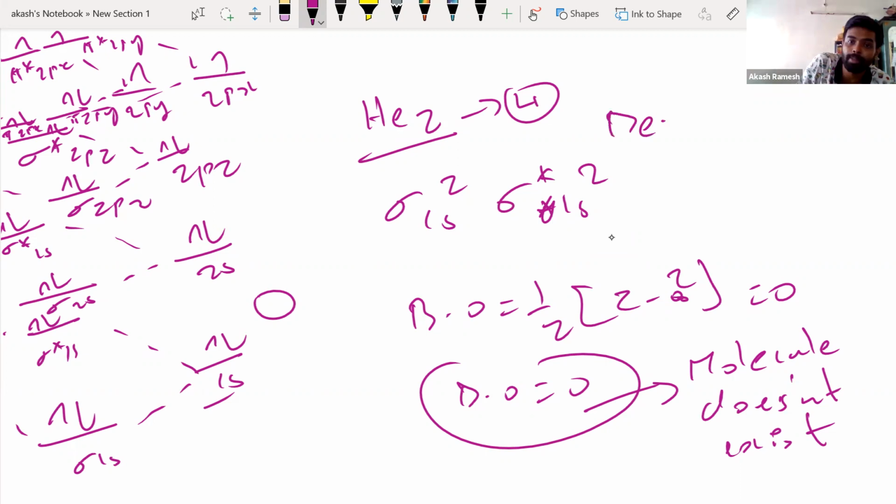The same thing will happen for Be2. You'll find that this molecule will not exist. So now you can predict whether theoretically a molecule will exist or not with the help of bond order calculations. That's the whole point.